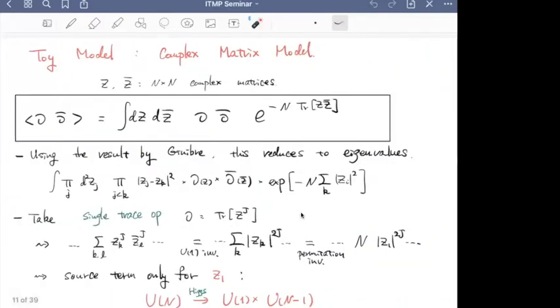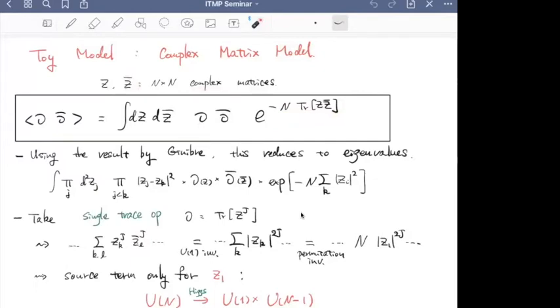Okay, so let's consider this toy model. Instead of considering superconformal field theory, I'm just going to consider a zero-dimensional matrix integral. But I want to consider some matrix integral which has U(1) charge, so I'm going to consider a complex matrix model. So Z and Z bar are complex N times N matrices. And I'm going to analyze some two-point function of large charge operators, O and O bar. I assume that O is made purely of Z, whereas O bar is made purely of Z bar. And for simplicity, I just consider a Gaussian matrix model.